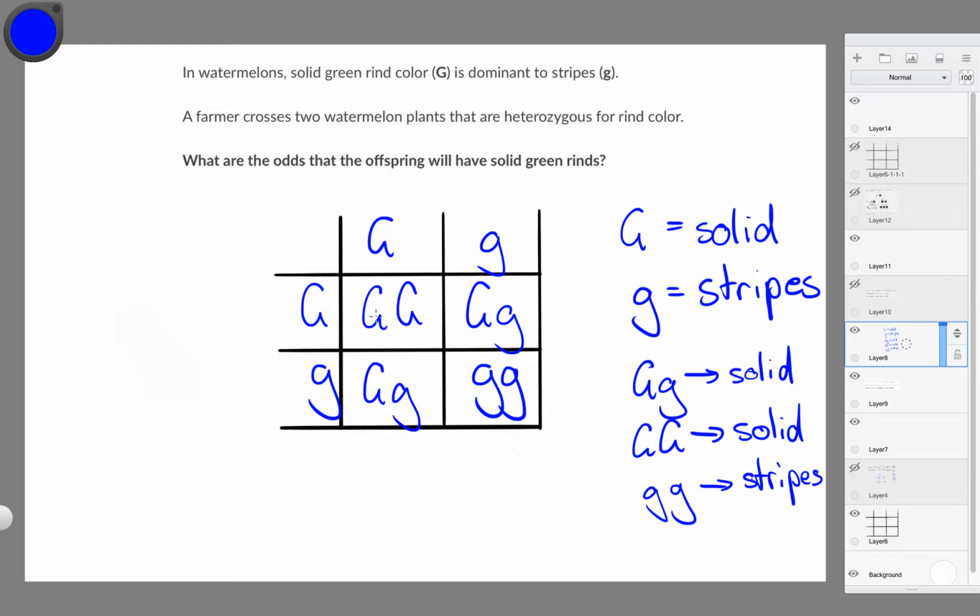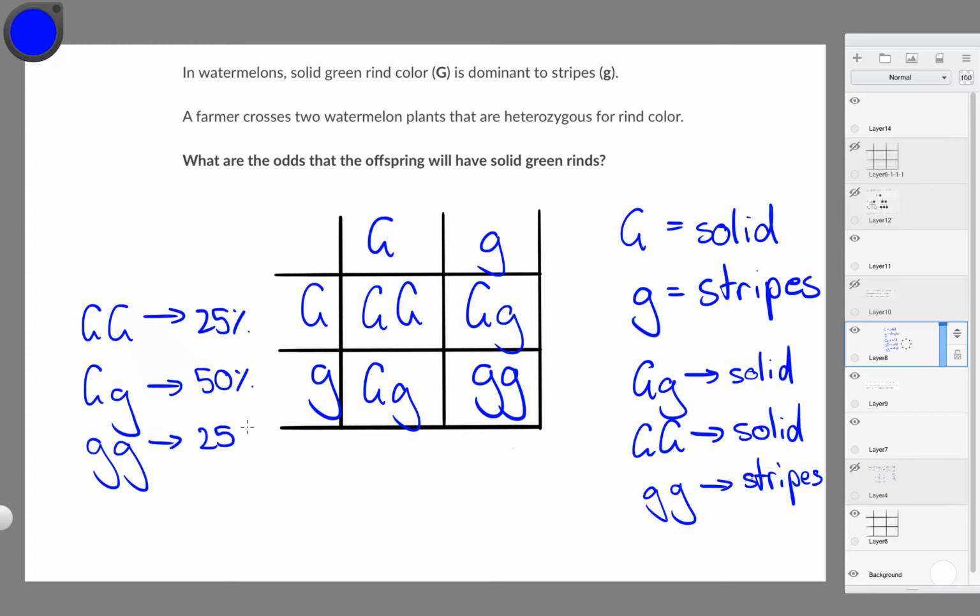So we have solid green there because it's two things. So let's write our probability space out here. So we've got, that is 25%, right? And we've got that one and that one, the heterozygous ones. There's 2 out of 4, which makes it 50%. And then here we've got homozygous recessive is 25%. Now this one here is going to end up with stripes. So stripes, what's that, 25%? Are there any other that make stripes? No, there's not. So that's 25%.